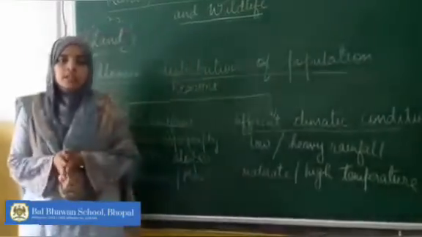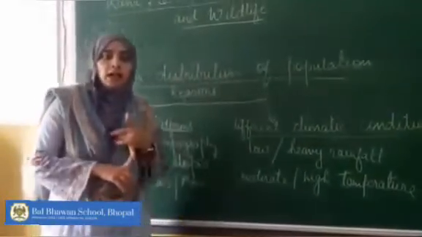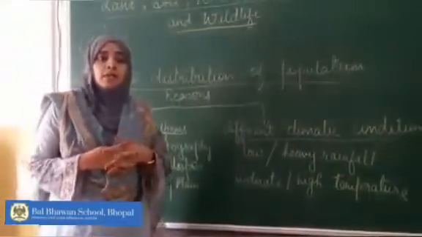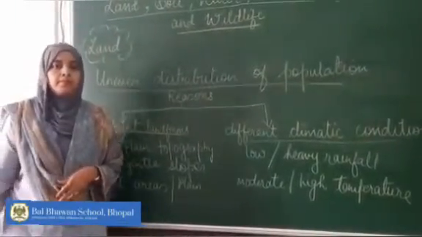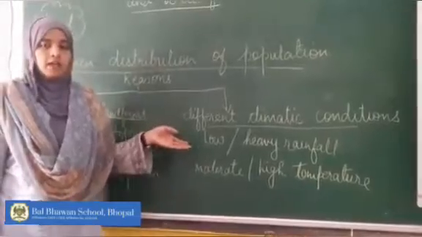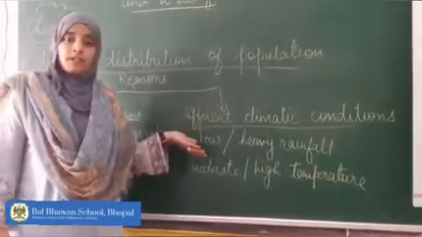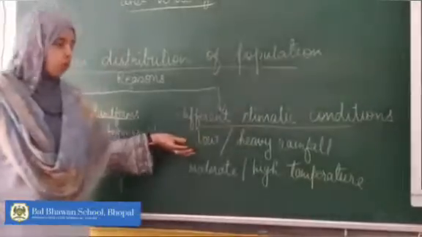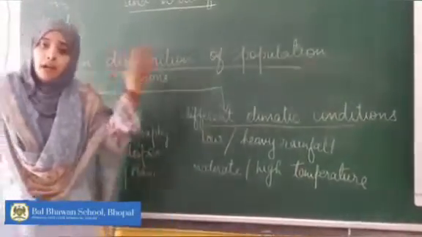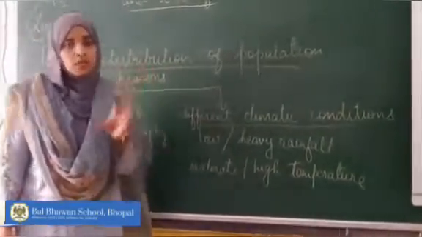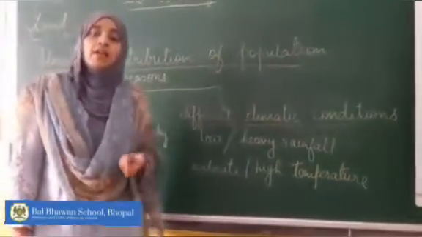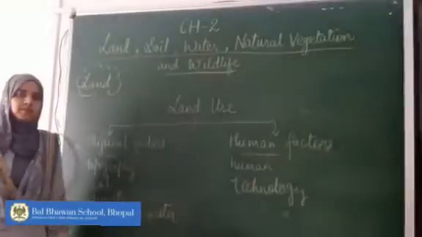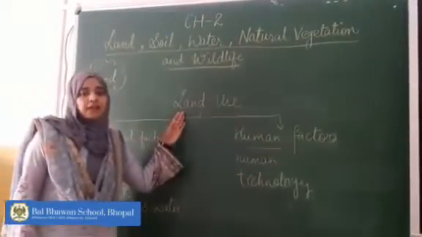So if we conclude, we will see that the areas of plain topography, the areas which are near the river valleys, are densely populated. And the areas where the rainfall is either very high or very low, or where the temperature is either very high or very low, such areas are not inhabited by human beings. They are sparsely populated. Now the next topic is land use.